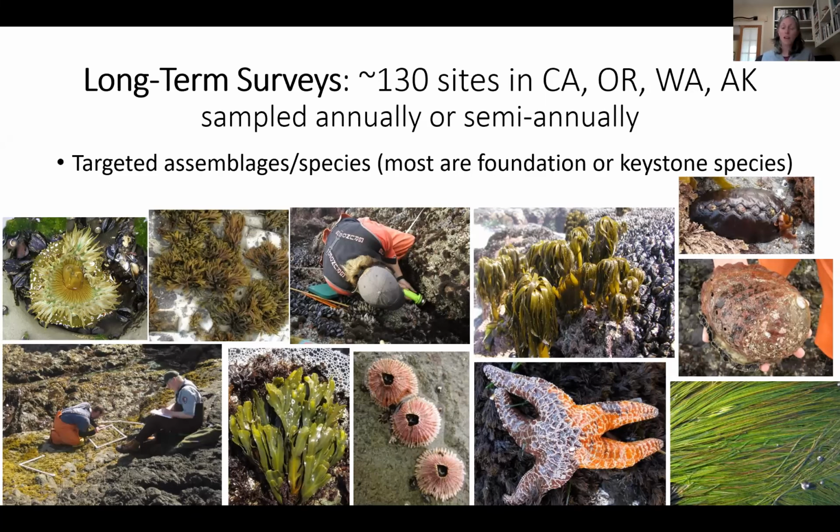And the ochre star, which is down there on the bottom, is one of the many species that we target. And so when the sea star wasting disease event happened several years ago, we were in a good place to be documenting the impacts of that disease on intertidal sea stars and on the ochre star in particular.